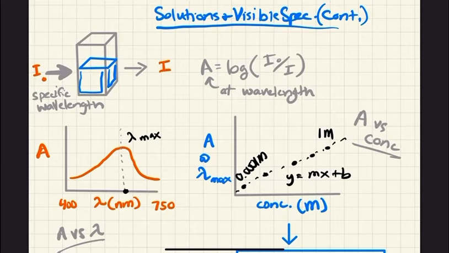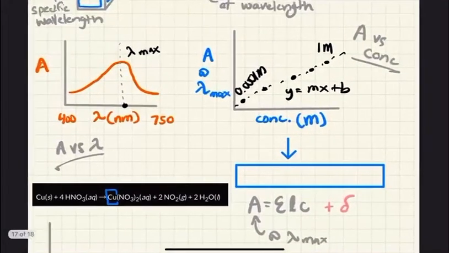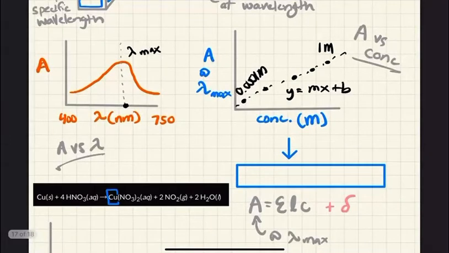And we'll talk about what the y, m, x, and b of this are. Of course, based on the axes we have here, y should be A and x should be concentration in molarity. But what is the m and what is the b? Well, this type of plot is known as a Beer's law plot.